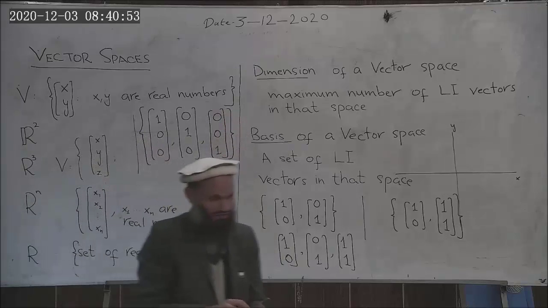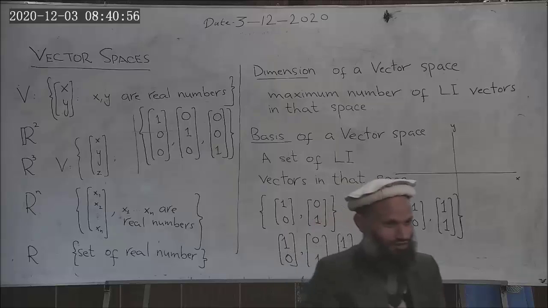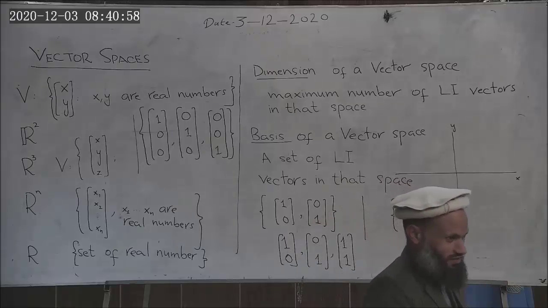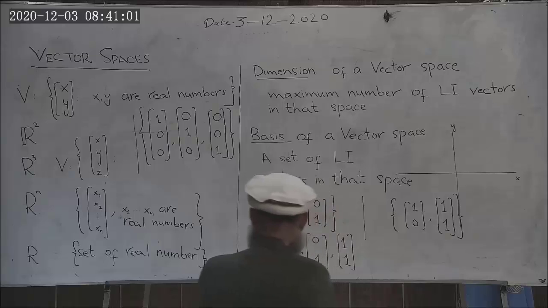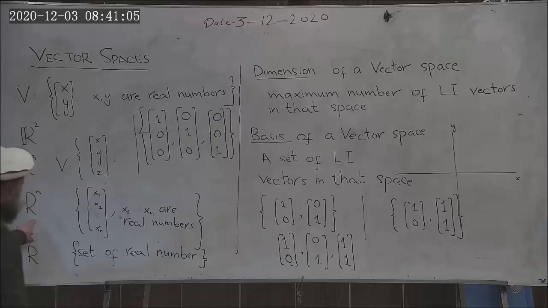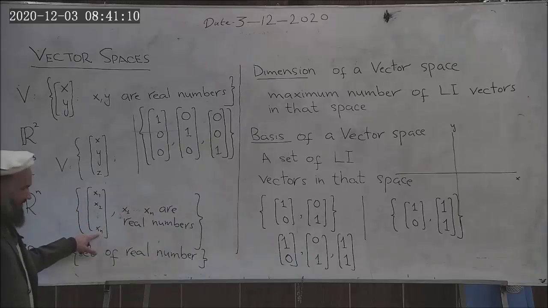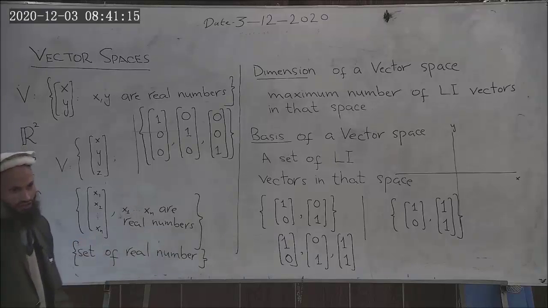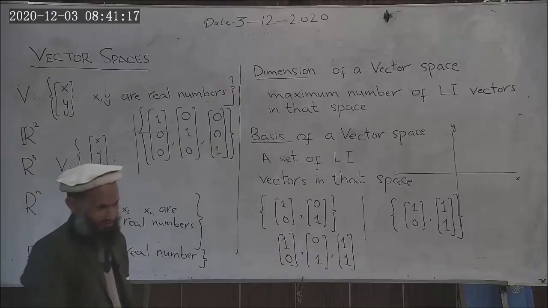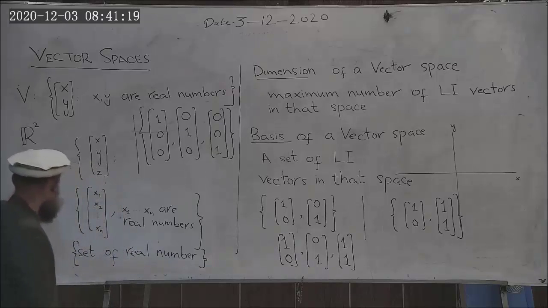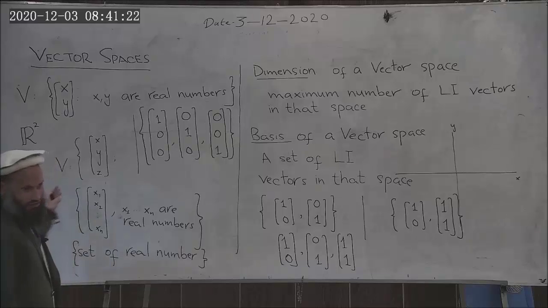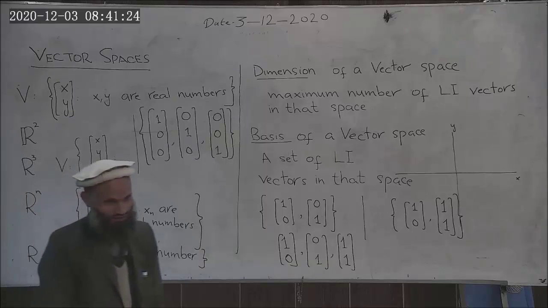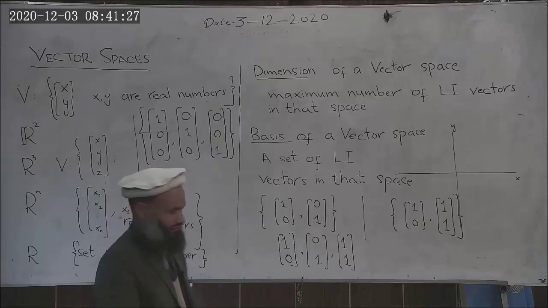This is a basis for R3, and the concept can be extended to Rn. What is the dimension of Rn? Rn is this set, so there are n components. Therefore, there will be n linearly independent vectors in this set. The dimension of Rn is equal to n, and you can list a basis for this Rn.